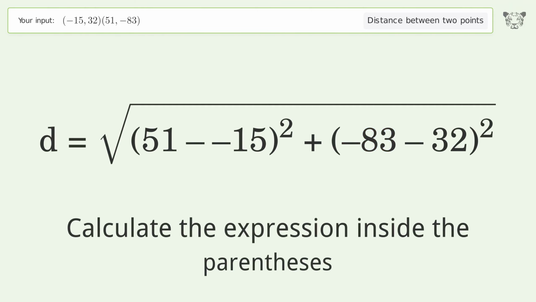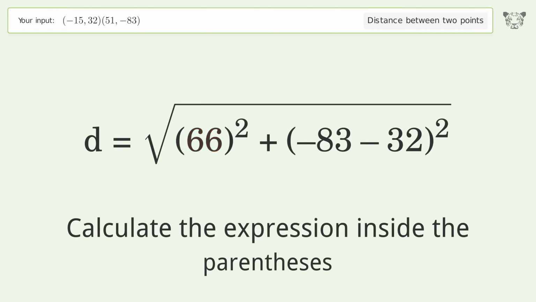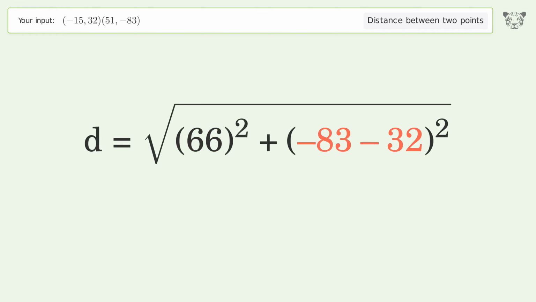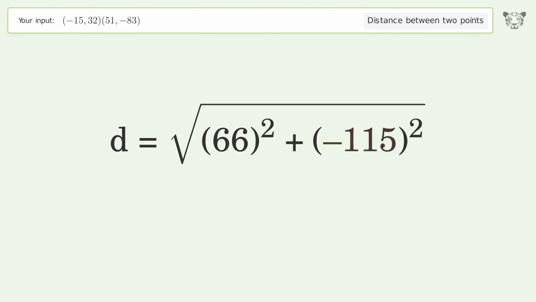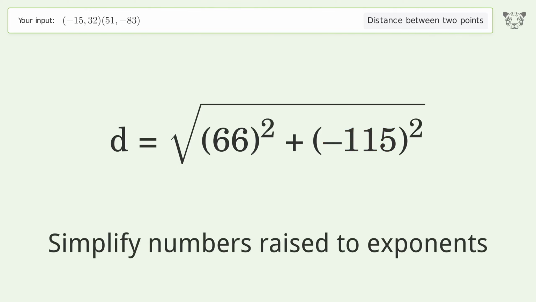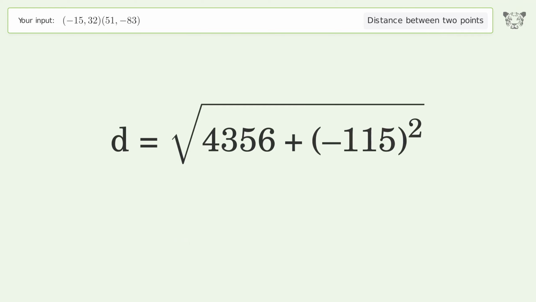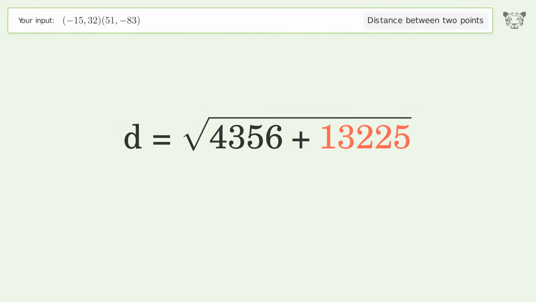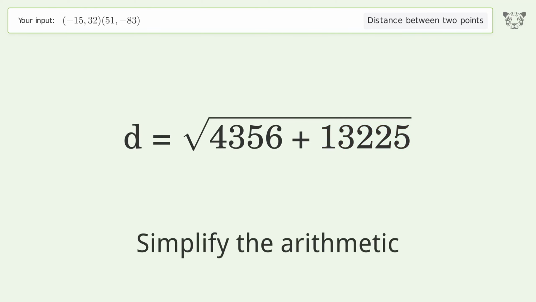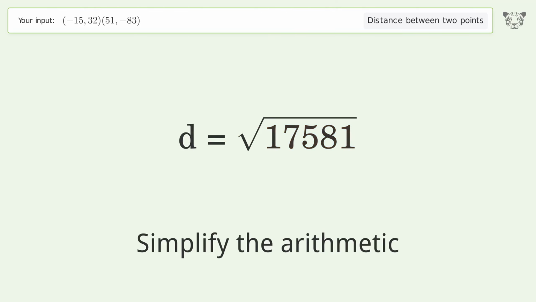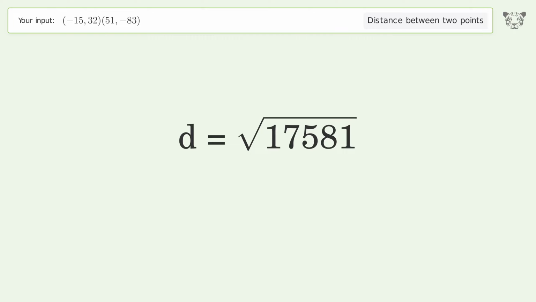Calculate the expression inside the parentheses. Simplify numbers raised to exponents. Simplify the arithmetic. And so the distance between the 2 points is the square root of 17,581, or 132.593.